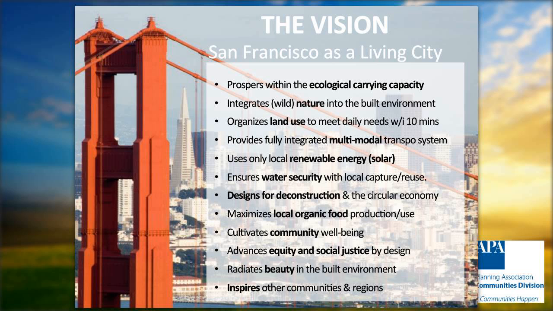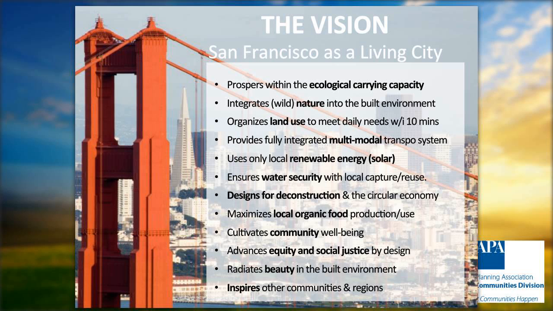Uses only local renewable energy, solar principally. Ensures water security with local supply from capture and reuse. And it designs for deconstruction and the circular economy. It maximizes local organic food production and use, maybe even exclusively. And it cultivates community well-being, advances equity and social justice by design. It radiates beauty in the built environment, and it inspires other communities and regions. So it's a long list, but it's a short list when you dig into all of the detail around these concepts.